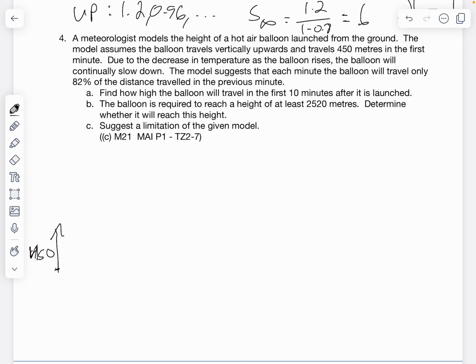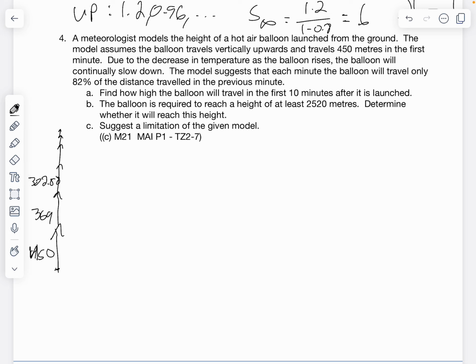So the second minute, it's not going to go quite as far, and then even shorter, and even shorter. This is going to happen forever. So let's see what 82% of 450 is. 0.82 times 450, I get 369. Then 369 times 0.82 gives me 302.58.